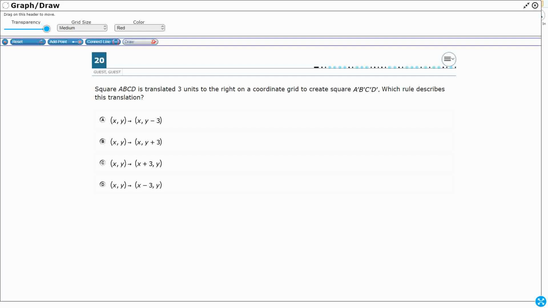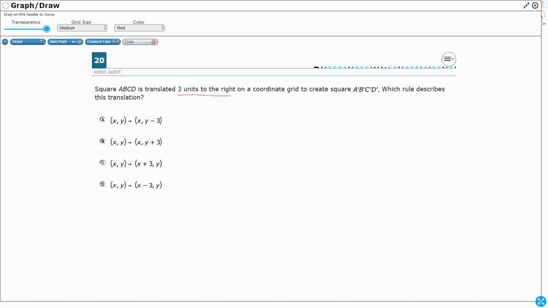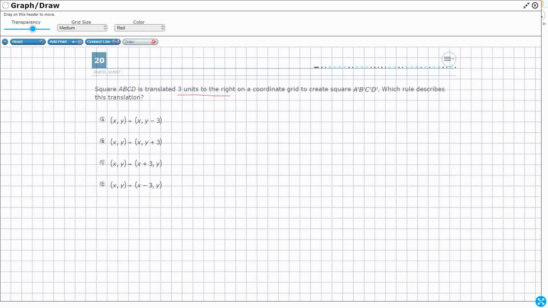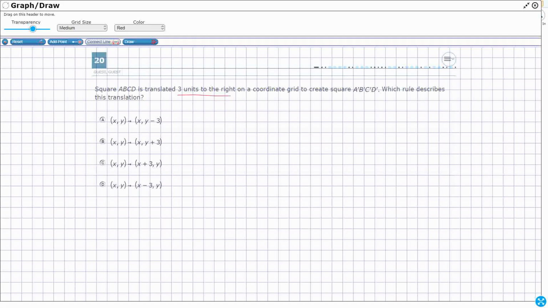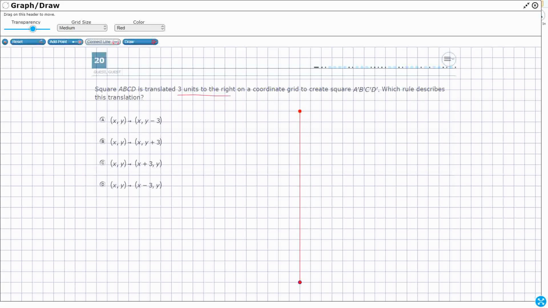So we have a square, ABCD, translated 3 units to the right, and we simply need to find the rule that best describes its translation. So let's do this. Let's use some red lines. Let's create a coordinate plane here, and let's just go ahead and move a square. It doesn't really matter where we put the square, so I'm just going to put the square right here.